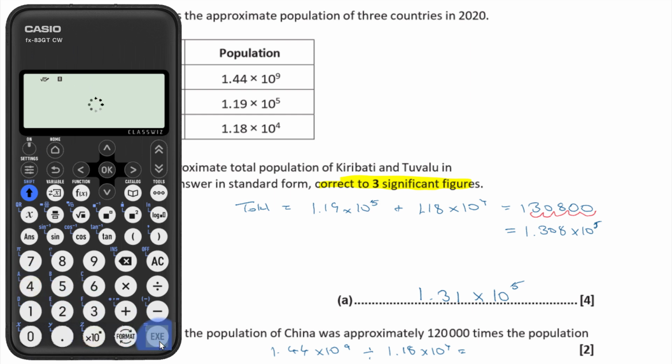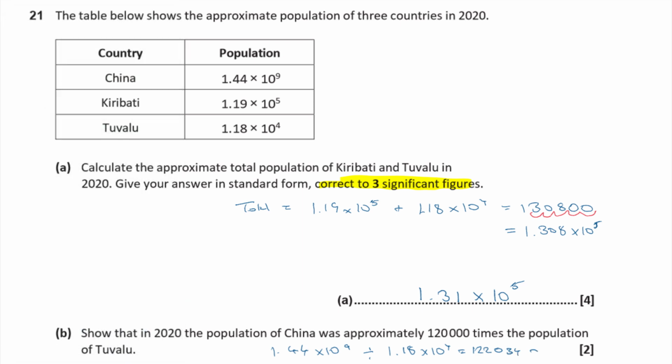Now mine comes out to be 122,034 to the nearest whole number. So that comes out to be 122,034, which is approximately 120,000. I think that will do.